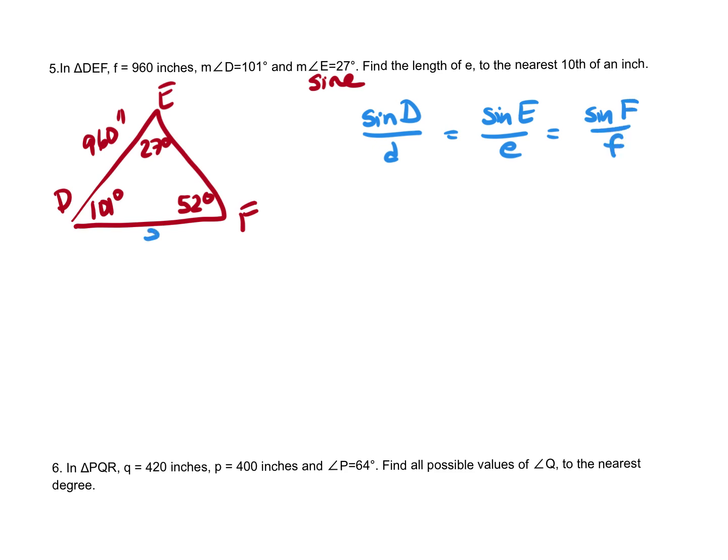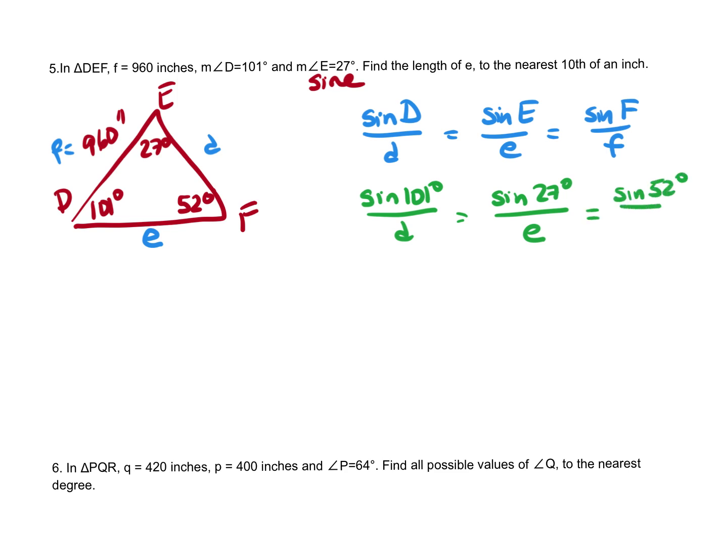Now we are trying to find little e, that's our goal in this problem, and we have side F. We don't really have side D either. So if I start plugging things in, sine of D, I do know angle D, it's 101, over d, which I don't know. Sine of angle E is 27 over little e, which I do want to know. And sine of F is sine of 52 over 960. I really don't care about D, I'm not trying to find it. So I'm just going to use those two ratios: sine 27 over e equals sine 52 over 960.